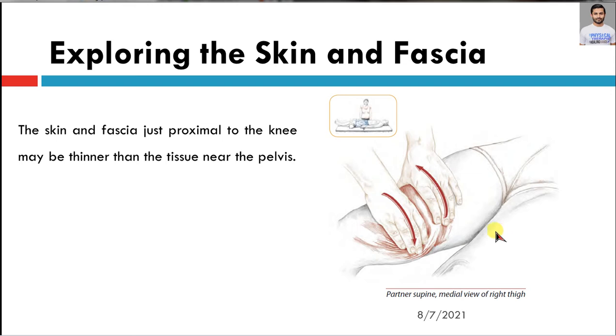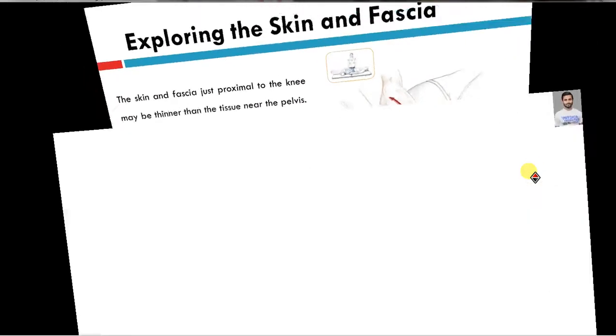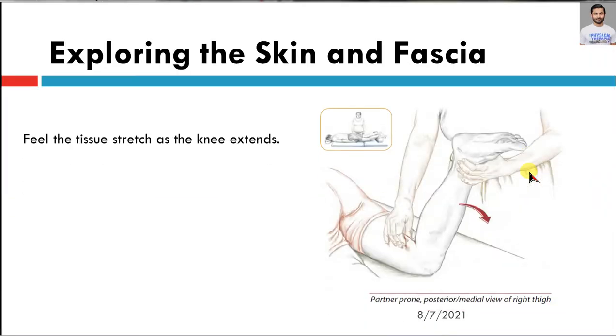If you look at the skin and fascia, the tissue just proximal to the knee is thinner as compared to the tissue that is proximal, near the pelvis. Here you can see that the therapist is trying to passively extend the knee in prone position, and as the therapist is extending the knee passively, he can feel the slipping tendon of the hamstring through his hands. So in this position, when the knee is flexed, the hamstrings are more palpable and more prominent. But as you extend the knee, they become taut and tight, and thus they sink in.